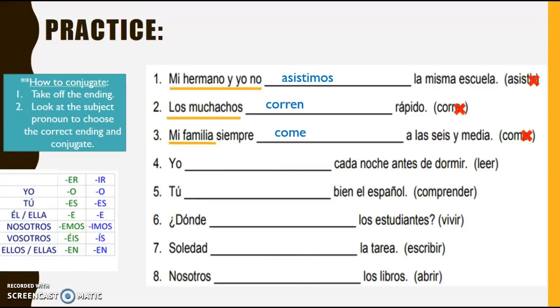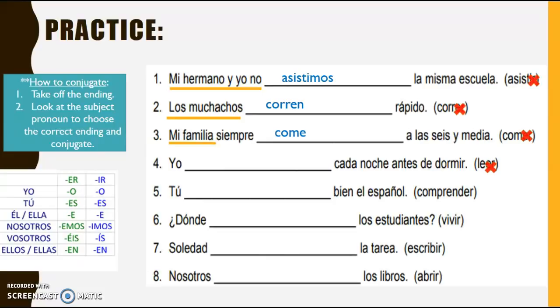Okay, número cuatro is yo. We know yo very well. So yo blank cada noche antes de dormir, and our verb is leer. So my sentence will be, I read each night before I go to sleep. So we are first going to take off our ER. So there it goes. We're left with LE.